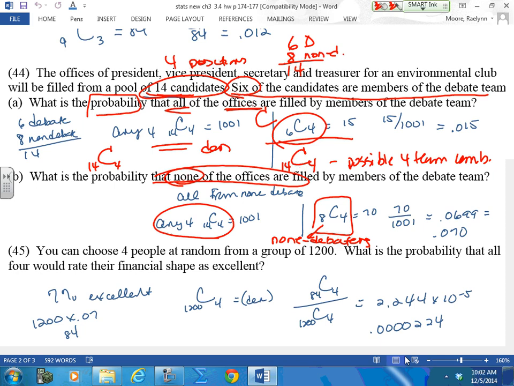That'll tell me how many ways I can do that, 70, over how many combination groups I get, 1001. The bottom number is the same for both of these, and that'll tell me what my probability is. And my probability has to be higher for the non-debate team. Why? There's more people. There's more people that are non-debaters than there are debaters, right? So I have more people to choose from, more possible teams to set up.